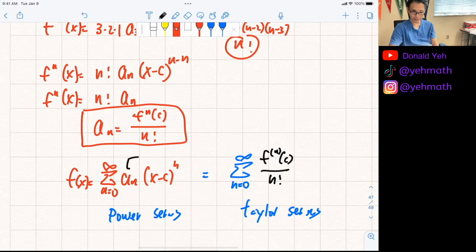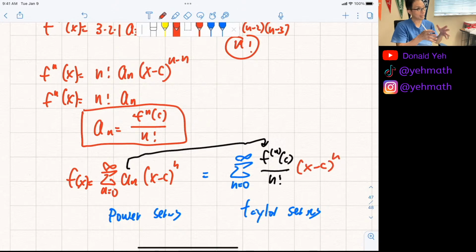We replace this with this. After we take n derivatives, we find out what a_n is, and when that happens, the rest stays the same: (x minus c) to the n, which is a power series, but now you have a coefficient in the front. This coefficient, at the end of the day, is going to make it a Taylor series.